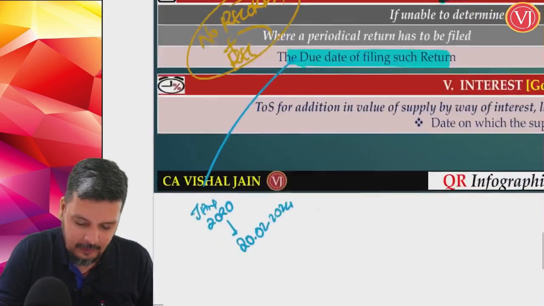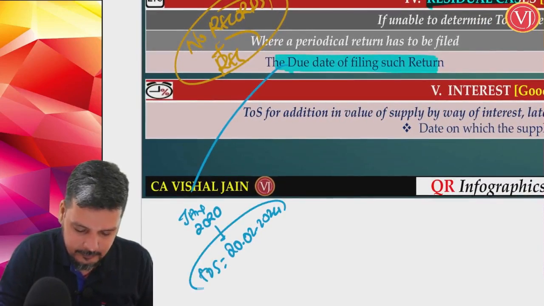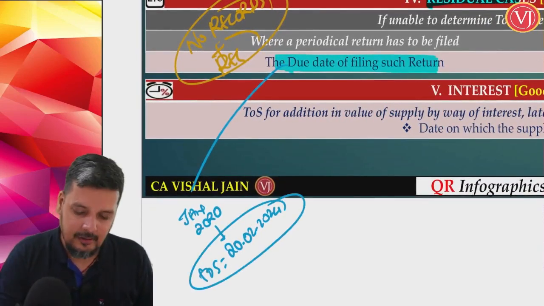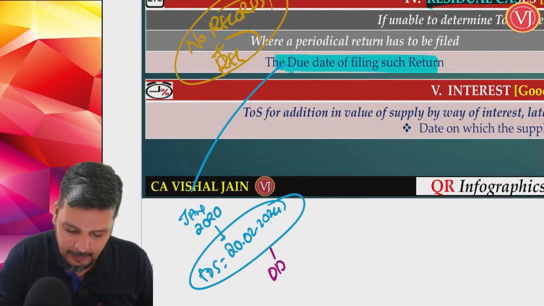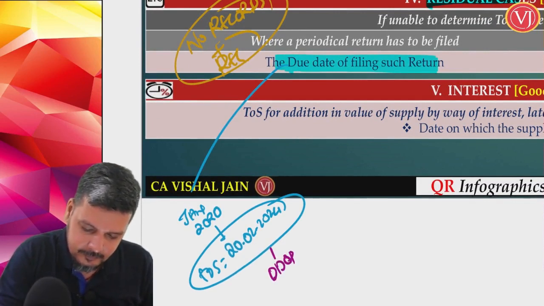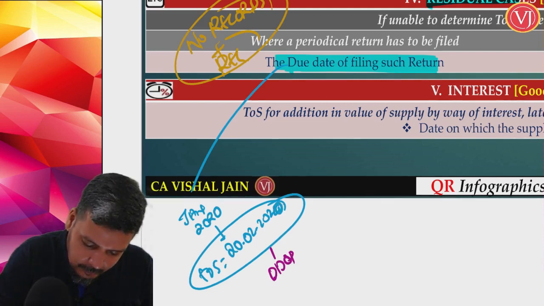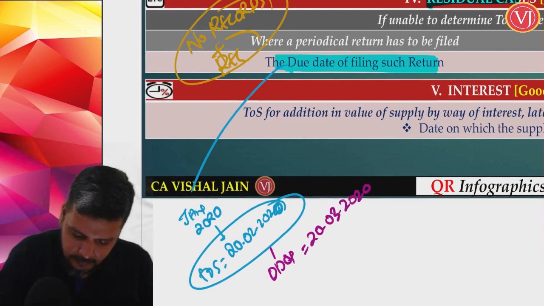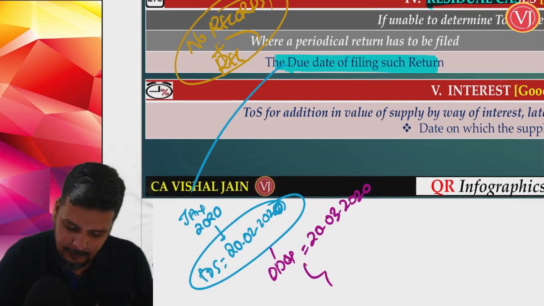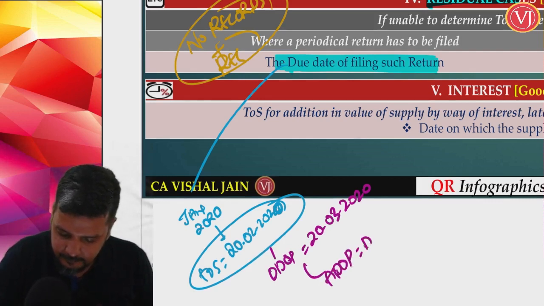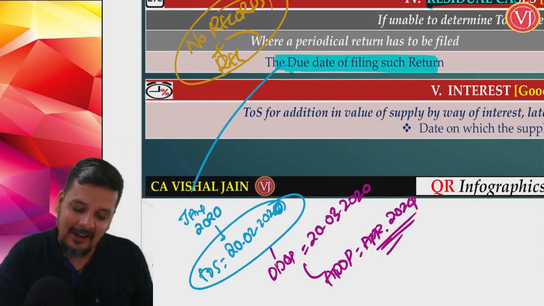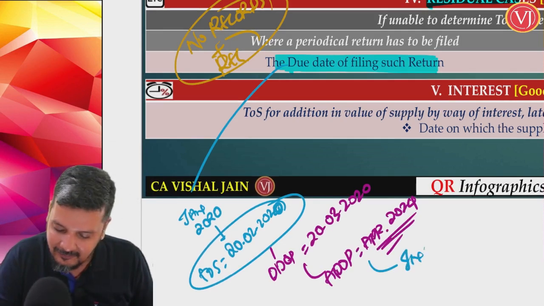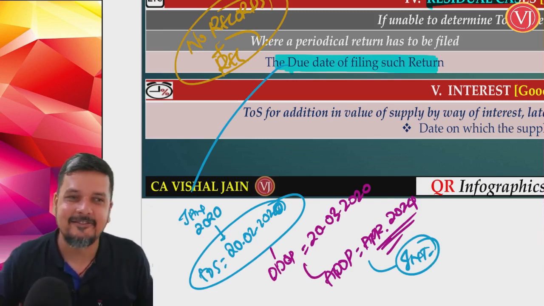So this becomes your time of supply. If this is your time of supply, what is your due date of payment? 20th February 2020. What is your due date of payment? 20th March 2020. When are you actually making the payment? Somewhere in April 2024. You will end up paying interest or no? Big interest.